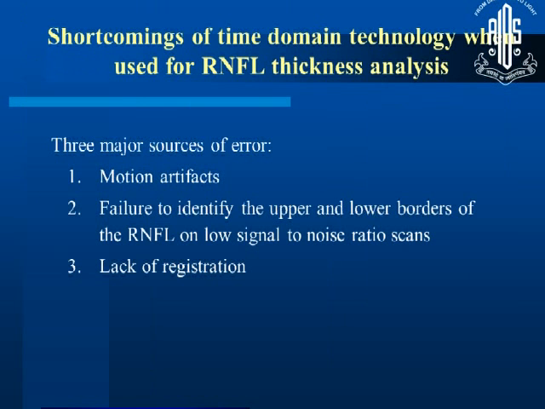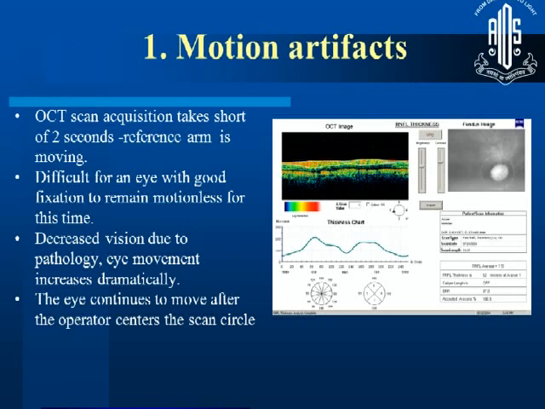So the shortcomings of time domain, why we needed to move forward, was that there were three major sources of error, as in motion artifacts, the failure to identify the upper and lower borders of the RNFL on low signal-to-noise ratio scans, and lack of registration. So we'll just see that. The OCT scan acquisition takes about 2 seconds. So that was too much for an eye to be fixating, and with the glaucomatous eye it took even longer. So you can see in this image, for instance, this is okay, but then if the image moves, then your scan circle will be here and your optic disc will be somewhere else.